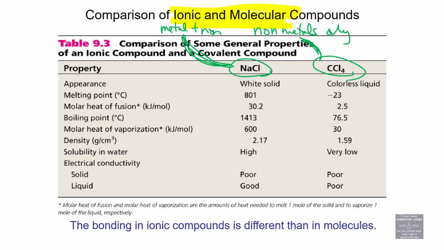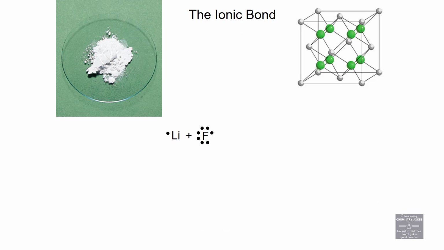Ionic compounds, the 2 pieces, the metal and nonmetal, are selfish and not selfish. I'll explain what that means. The molecules are good at sharing. Let's explain. Ionic compounds make ionic bonds.